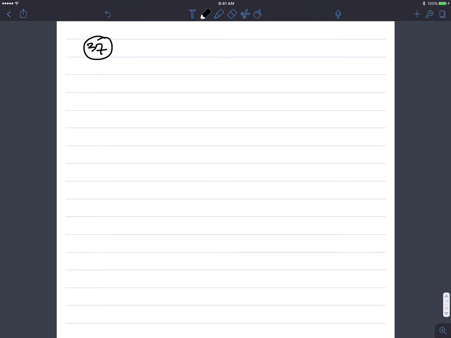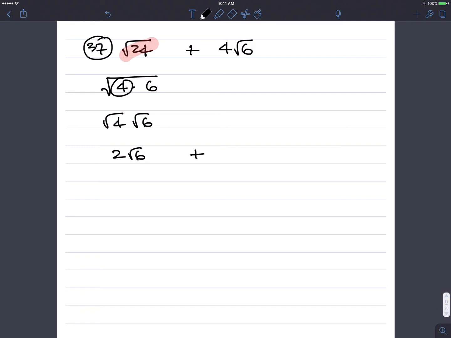37. The square root of 24 plus 4 times the square root of 6. The first radical can be simplified. We need the largest perfect square that goes into 24. Notice 4 times 6 is 24. Where 4 is the largest perfect square that goes into 24. Our quotient is 6. So the square root of 4 times the square root of 6 by the product rule gives us 2 times the square root of 6. Bring down your addition of 4 times the square root of 6. Again, we're in the situation where we have 2 apples and we add 4 apples to end up giving us 6 apples. And we're done.